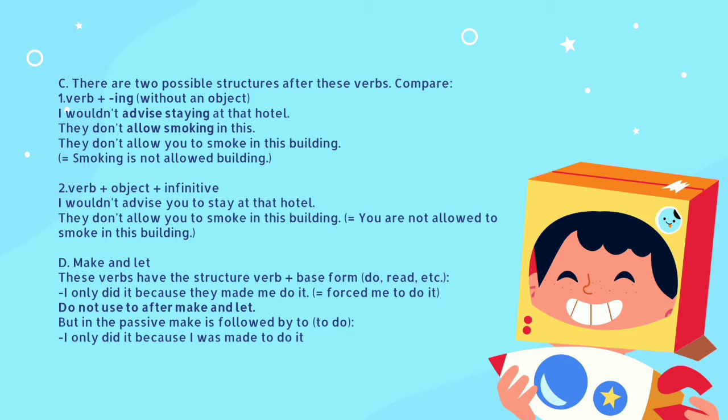The next, D, make and let. These verbs have the structure verb plus object plus base form: do, read, etc. Example, I only did it because they made me do it. Do not use to after make and let, but in the passive, make is followed by to do. Example, I only did it because I was made to do it.